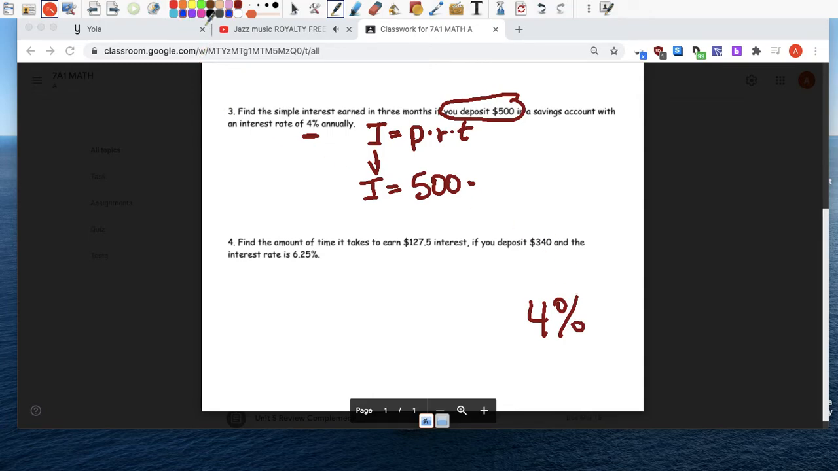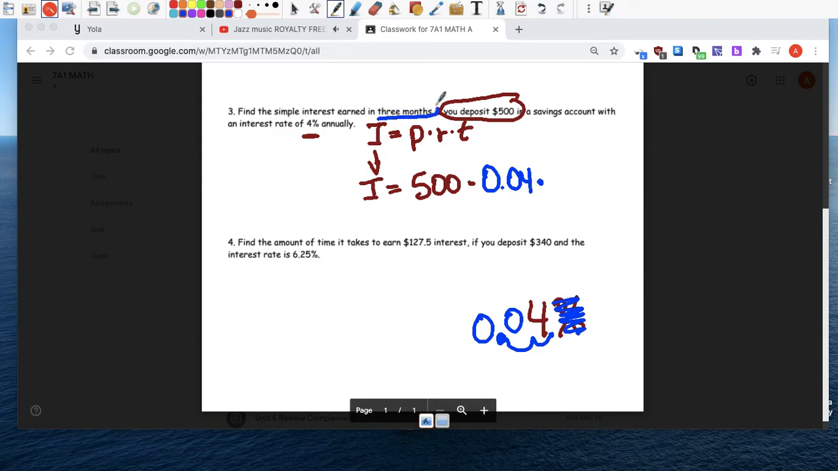4%, it's going to change, lo vamos a cambiar. Here's a decimal, we move it 1, 2. So quita el punto. It's going to be 0.04. How much time?